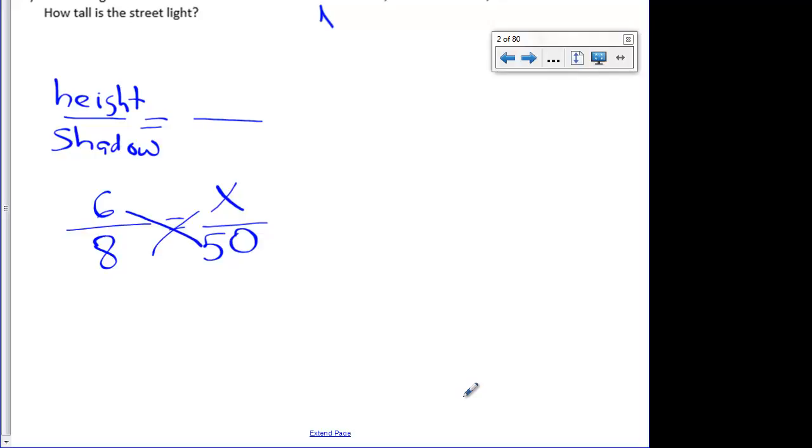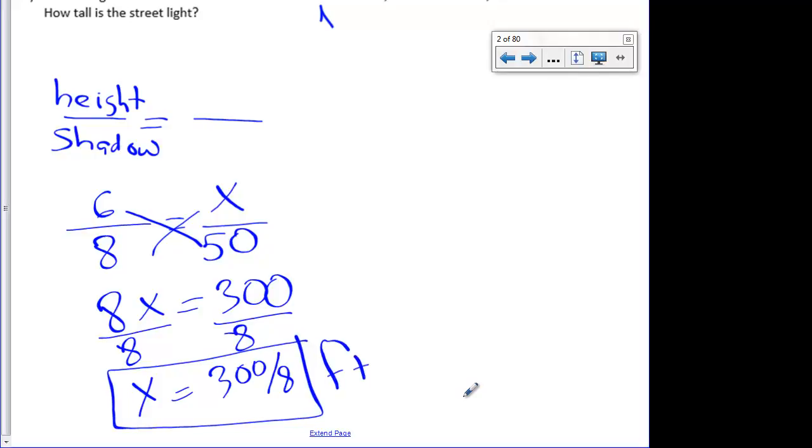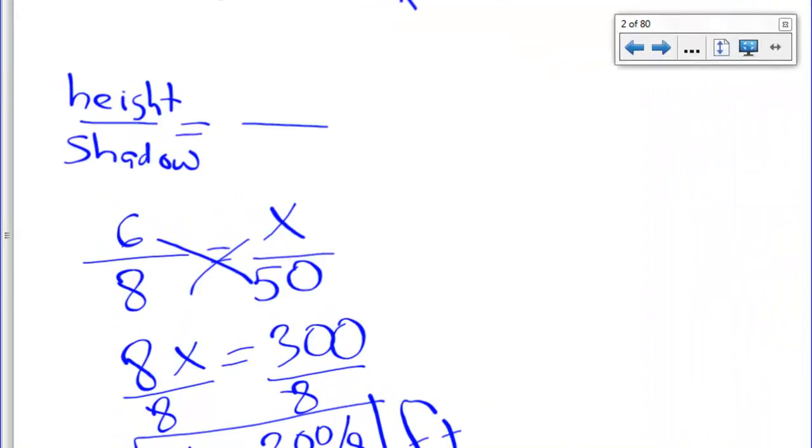So then now we can cross multiply, and we get 8x equals 300. Divide both sides by 8, and we get 300 over 8. So you can put that in your calculator, and you can find the decimal equivalent. And that units will be in feet, and that's the height of the street light.